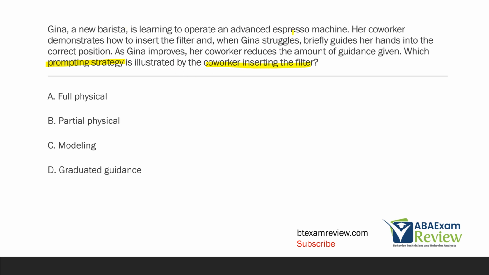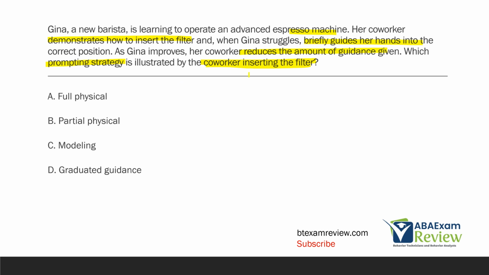So we know Gina is learning this machine, and her coworker is doing several things. One, she demonstrates how to insert the filter. So when we're talking about demonstrating doing something, we're referring to some sort of modeling. Then Gina is getting physically prompted because the coworker is guiding her hands into the correct position. And then her coworker is reducing the amount of guidance given, some sort of prompt fading. Now, again, we have to focus on what the question is asking about, which is the coworker inserting the filter. So, which prompting strategy is related to inserting the filter?